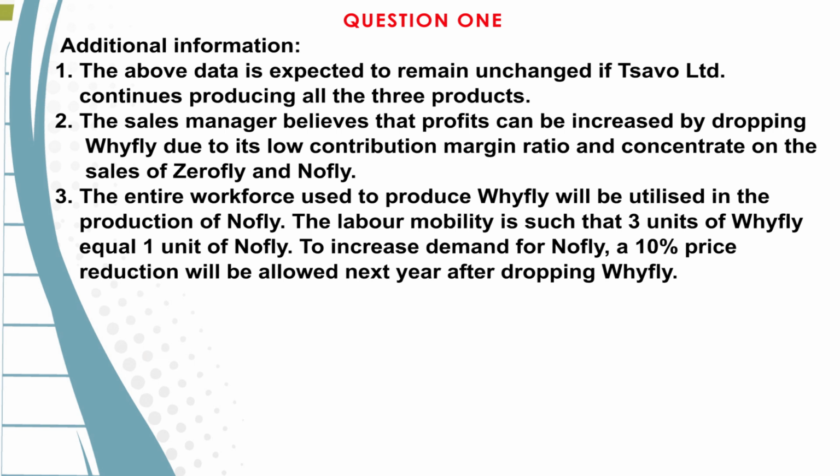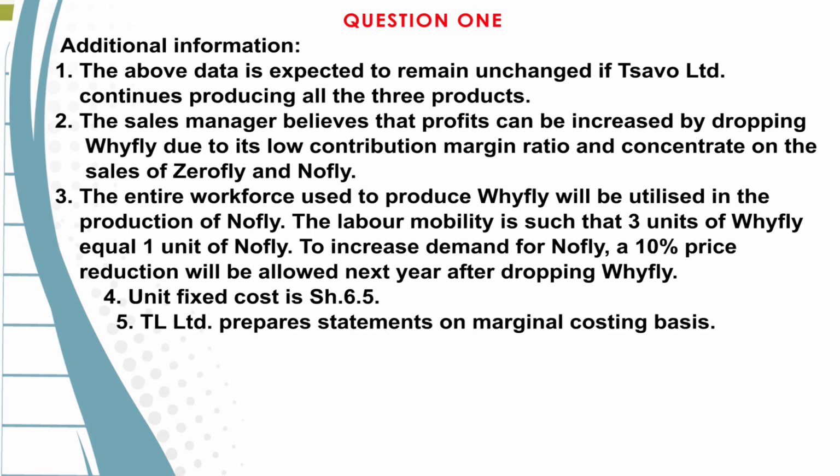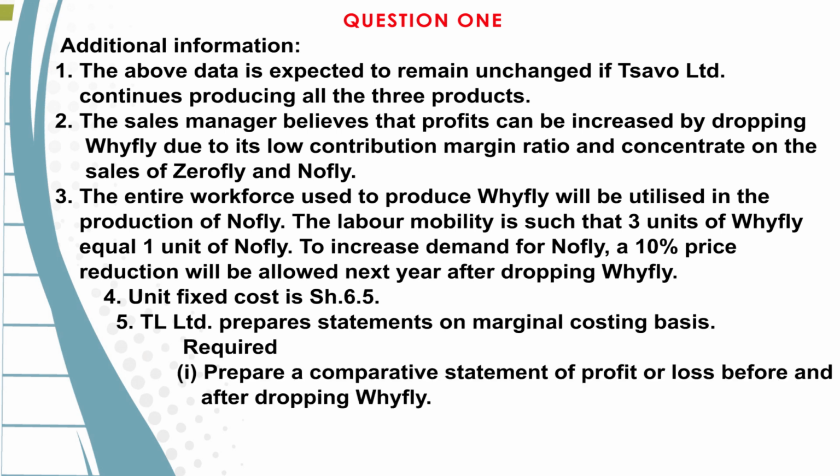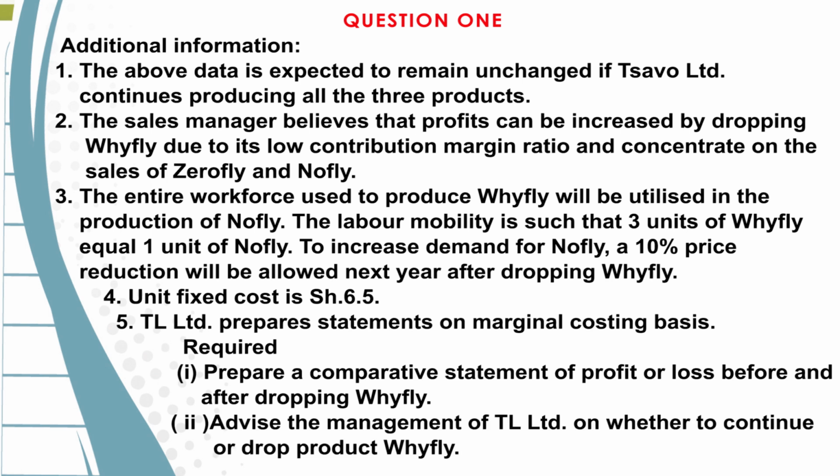Number 4, unit fixed cost is 6.5 shillings. Number 5, TL Limited prepares statements on marginal costing basis. Required: Roman 1, prepare a comparative statement of profit or loss before and after dropping Y-Fly, 6 marks. Roman 2, advise the management of TL Limited on whether to continue or drop the product Y-Fly, 2 marks. These are just 8 marks.